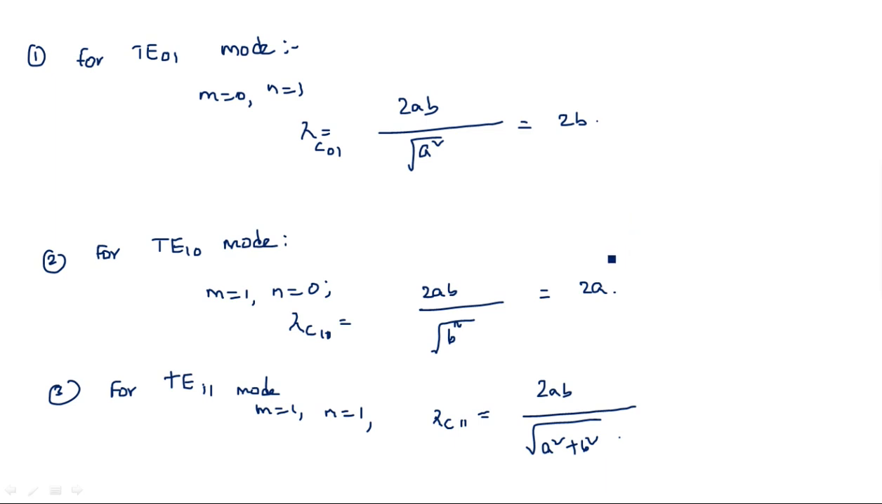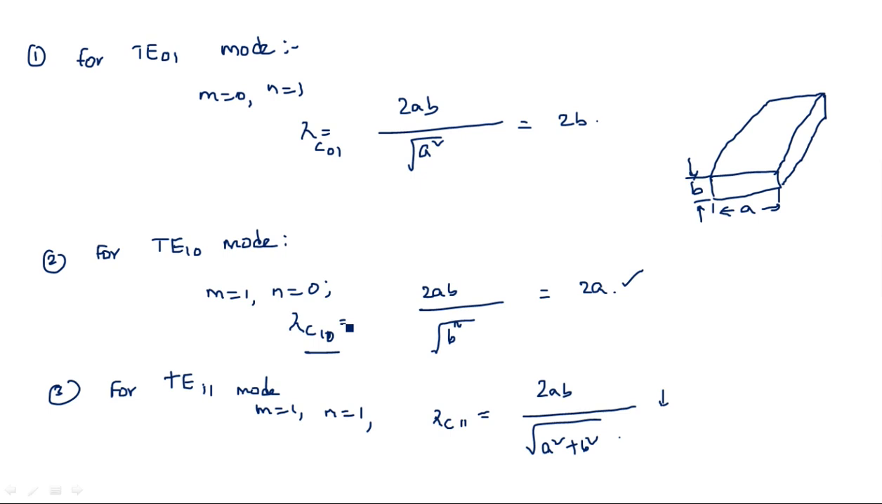Okay, now tell me, among all these, which is the highest value? This value is very low because of 2ab by the square root of a square plus b square, so definitely it is low compared to the above two. Now in these two, which is the highest value? Take any rectangular waveguide, where a is the breadth and b is the width. A is the higher value, so 2a is obviously more. That's why lambda c 1 0 is the dominant mode here, that is TE 10.